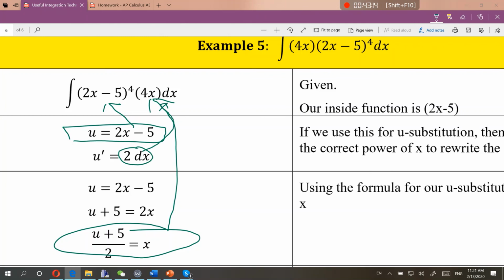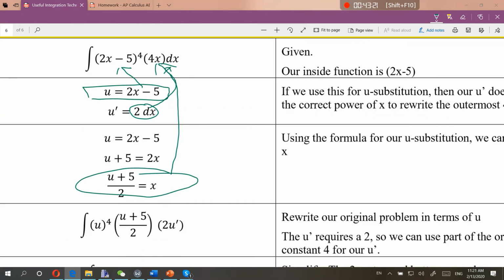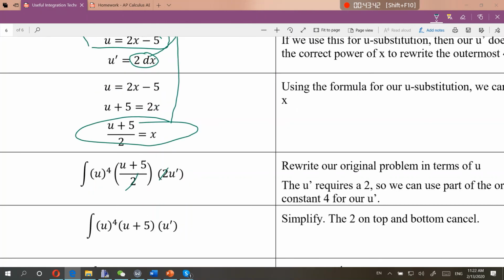Okay, so here's what it looks like. I have 4 dx right now, so that's 2 dx times 2, which would be 2 times du. I have an x, which I could replace with u plus 5 over 2, and I have 2x minus 5 to the 4th power, which I could replace with u to the 4th power. Okay, my 2 and 2 will cancel, and then I can distribute. u to the 4th times u is u to the 5th, u to the 4th times 5 is 5u to the 4th.